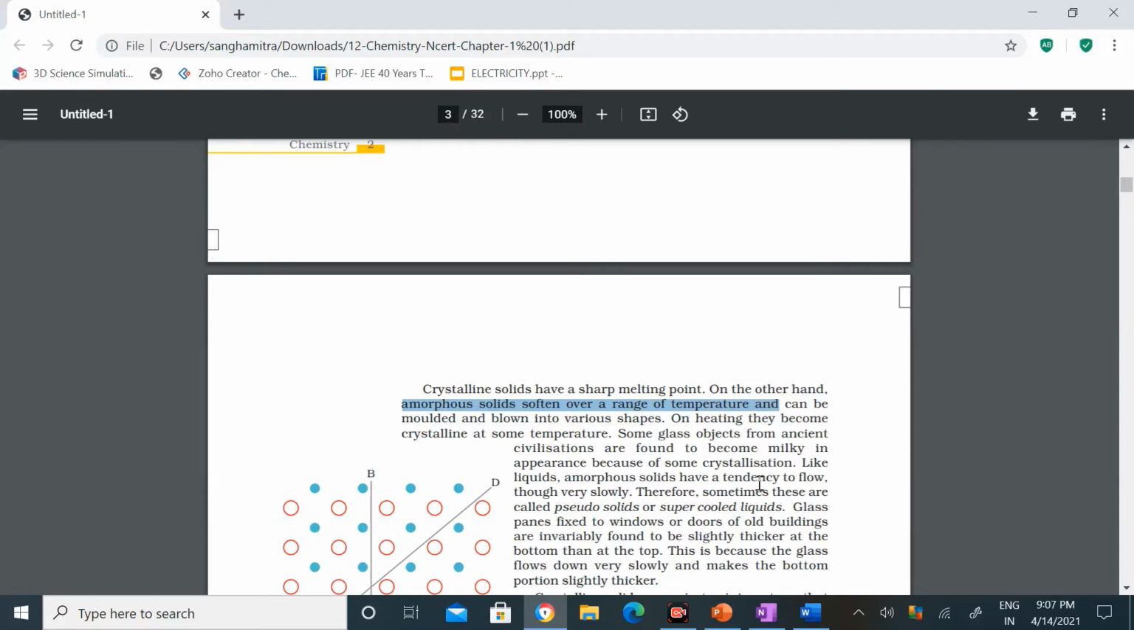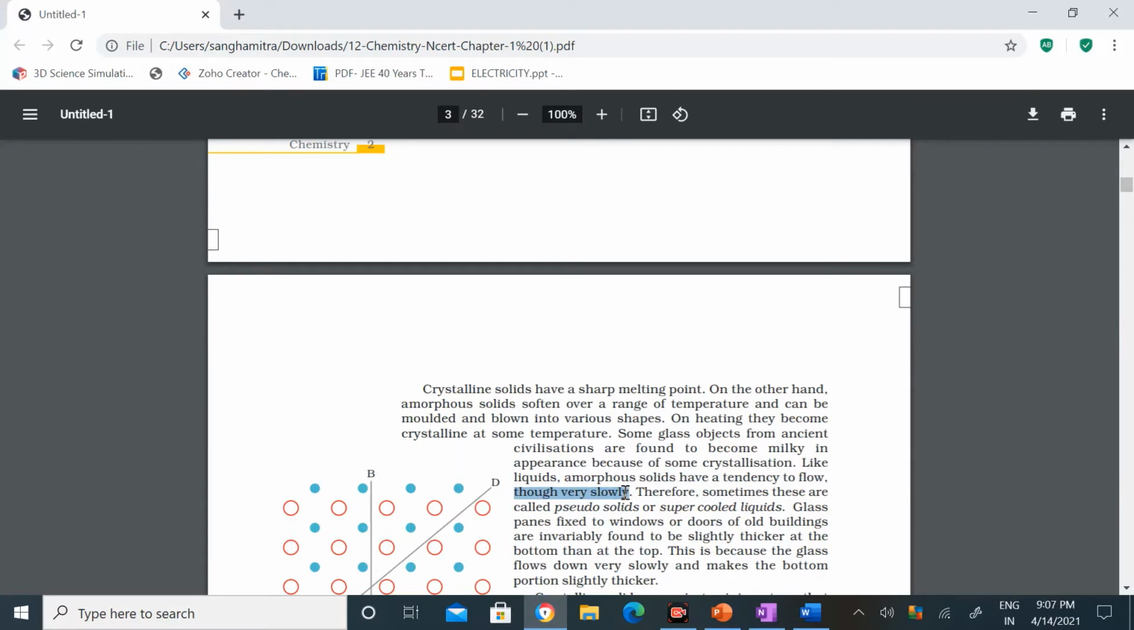Similarly, one more important thing, please mark it: amorphous solids have a tendency to flow. What we learned in the first lecture is that in a solid the intermolecular force of attraction is very strong, so they don't have fluidity like liquid and gas. But here we are reading that amorphous solids have a tendency to flow. But they flow very slowly, so slowly that we cannot see it with our naked eyes.